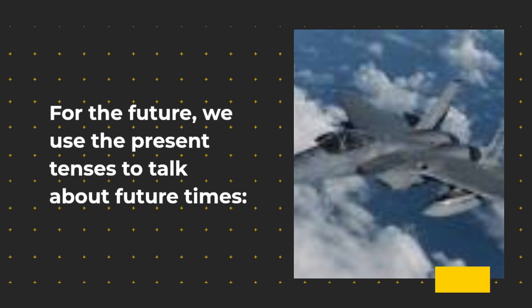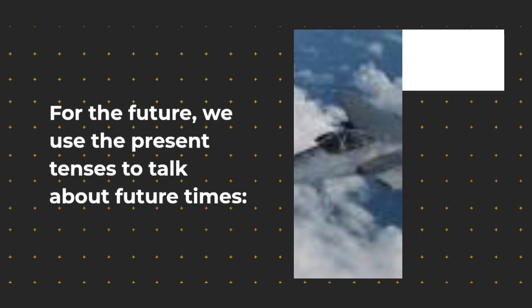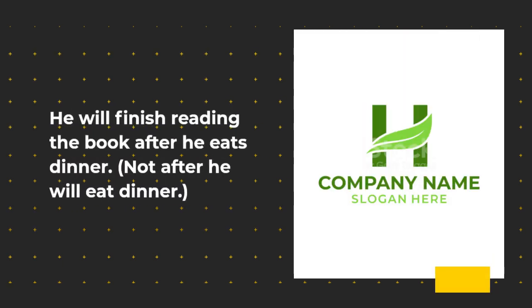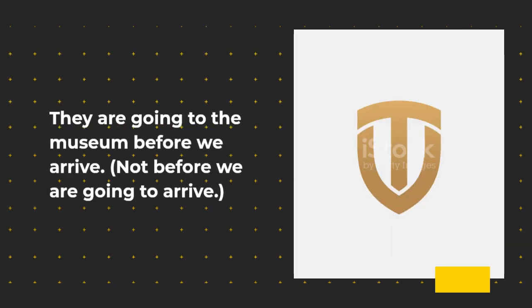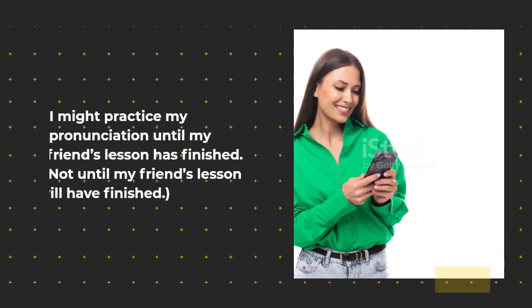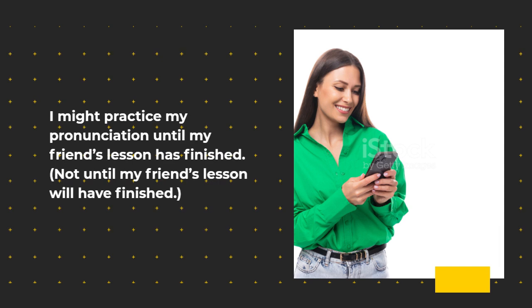For the future, we use the present tenses to talk about future times. He will finish reading the book after he eats dinner. Not after he will eat dinner. They are going to the museum before we arrive. Not before we are going to arrive. I might practice my pronunciation until my friend's lesson has finished. Not until my friend's lesson will have finished.